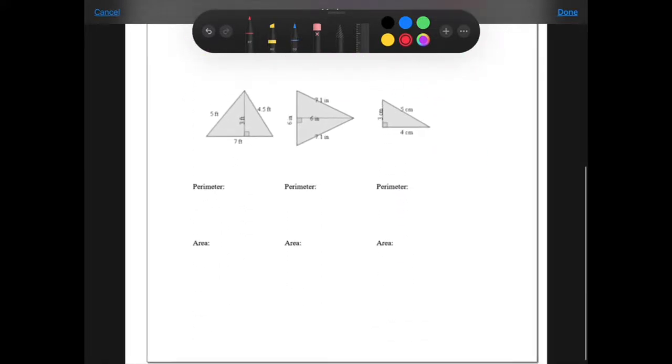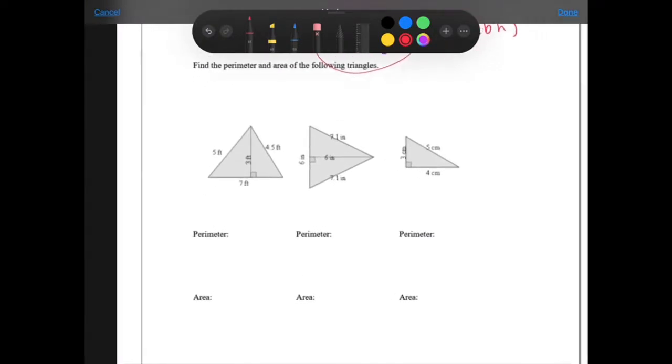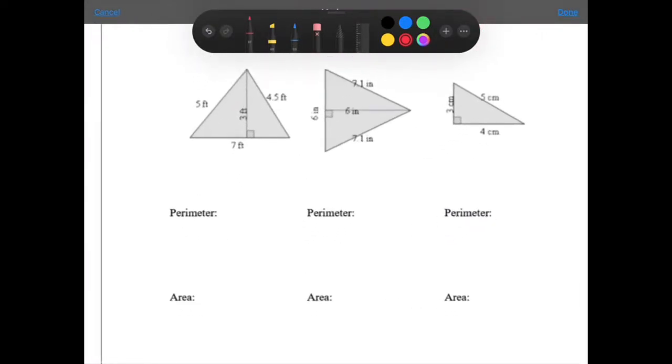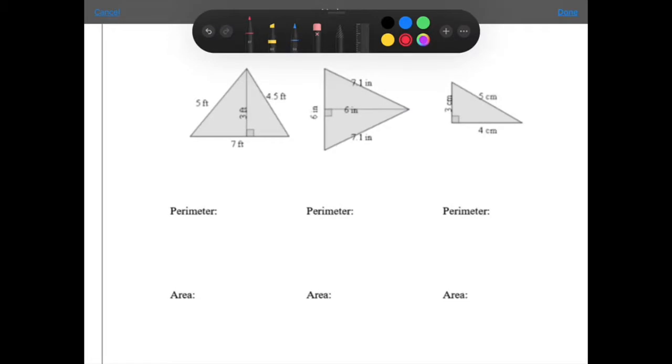Alright, so now we have to find the perimeter and area of these triangles. So let's start with the first one. Perimeter, we add all sides. So here are 3 different sides. Perimeter, sorry. Perimeter equals 5 feet plus 4.5 plus 7. So we got a perimeter of 16.5 feet.